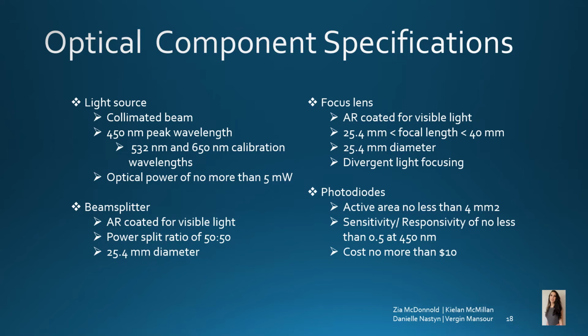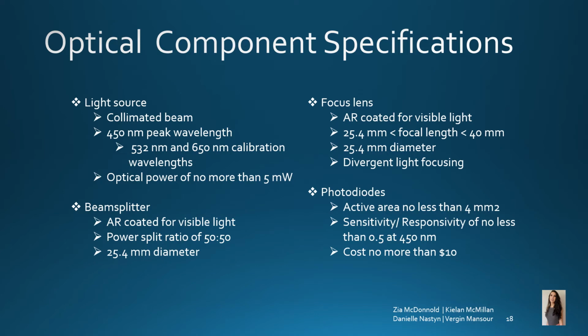The specifications for the focusing lens include the same anti-reflective coating as the beam splitter, a focal length no less than 25.4 mm but no greater than 40 mm to ensure there is enough room between components but not too much where beam distortion may occur, a 25.4 mm diameter for easy alignment purposes, and focuses diverging light for refocusing the beam due to any divergence caused by transmitting through water.